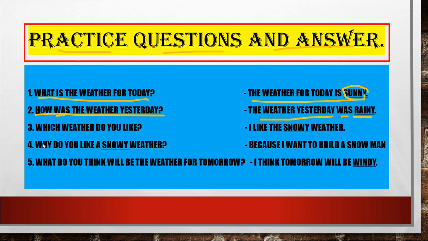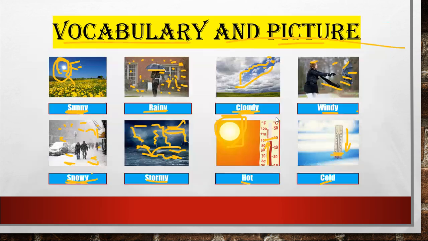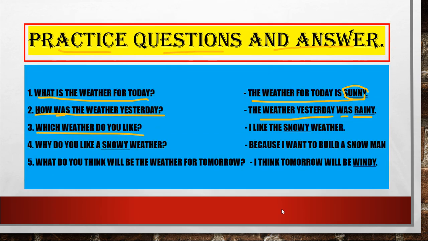Okay, next, which weather do you like? You must choose a weather that you like. For example, I like snowy weather. Or you can say I like windy weather. Now I'm going to ask you, why do you like snowy weather? You must have a reason. When there is a question why, you must have a reason.